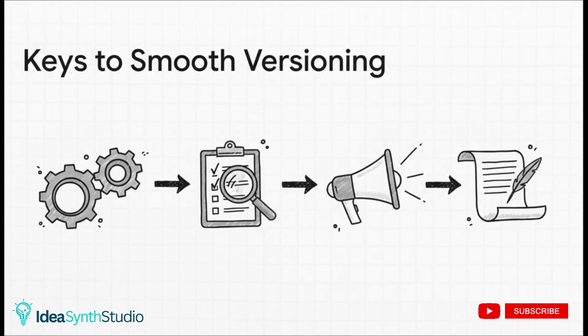It really comes down to these 4 things. First, try to ensure backward compatibility so you don't break things for your current users. Second, test the new versions to catch bugs before they go live. Third, communicate clearly to everyone what's changing and when. And last but not least, document the entire process so you have a clear record.